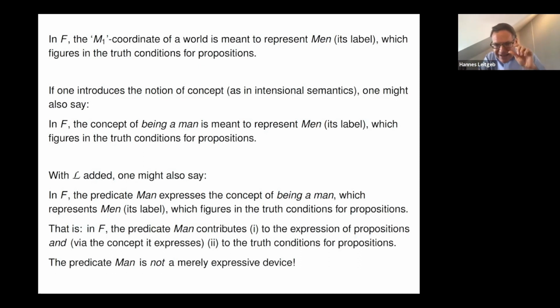Once we've added the language, we can say the predicate "man", this unary predicate, expresses the concept of being a man, which represents something, namely the set of men, its label, which figures in the truth condition for propositions. So the predicate "man" has a double role to play. It contributes to the expression of propositions, and it also helps us to determine the truth conditions for propositions. It does two things simultaneously. It determines the proposition and tells us, look at that thing out there in the world, namely the set of men, as you can see from the truth condition. And that is why the predicate "man" is not a merely expressive device. What it does goes beyond merely expressing propositions.